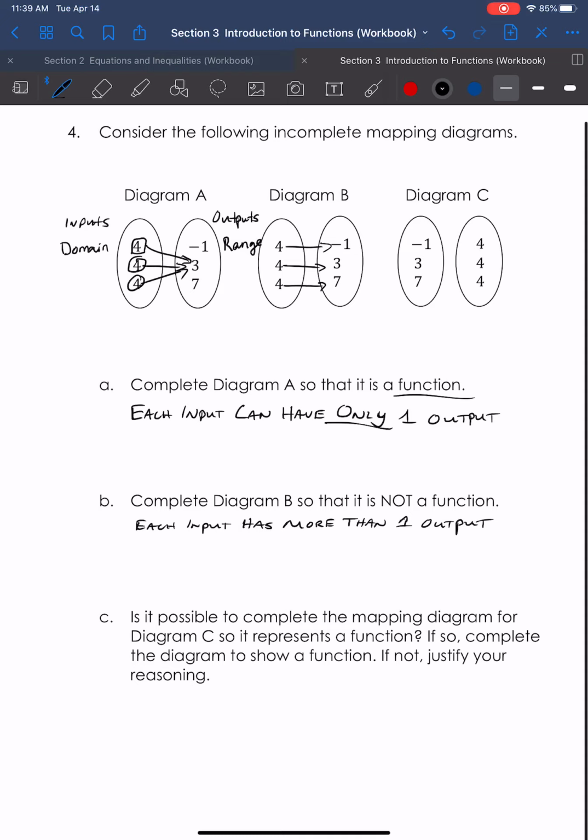Alright, and then our last one, is it possible to complete the mapping for diagram C so it represents a function? Yes. Alright, so if I drew diagram C like that, alright, -1 has an output of 4, -3 has an output of 4, and 7 has an output of 4. Alright, they all share an output, but remember our definition is each input has exactly one output, and that's exactly what happens for diagram C.